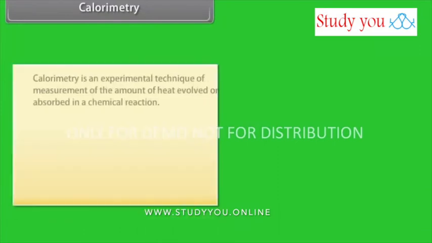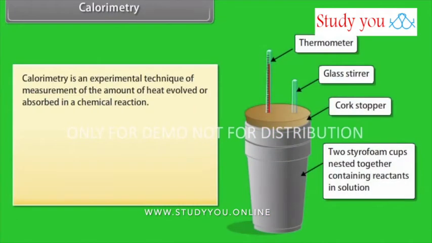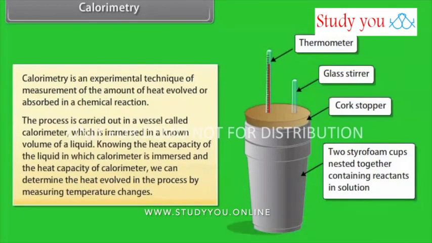Calorimetry. Calorimetry is an experimental technique for measuring the amount of heat evolved or absorbed in a chemical reaction. The process is carried out in a vessel called a calorimeter, which is immersed in a known volume of a liquid. Knowing the heat capacity of the liquid in which the calorimeter is immersed and the heat capacity of the calorimeter, we can determine the heat evolved in the process by measuring temperature changes.